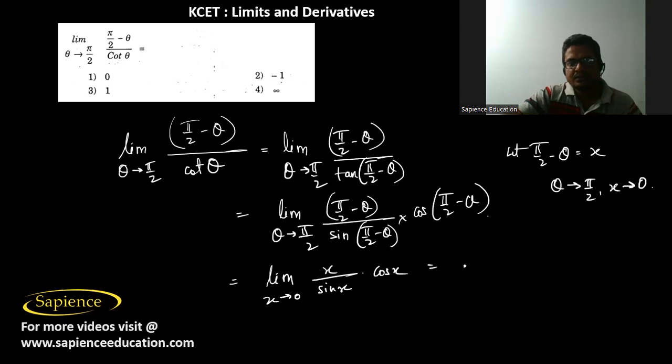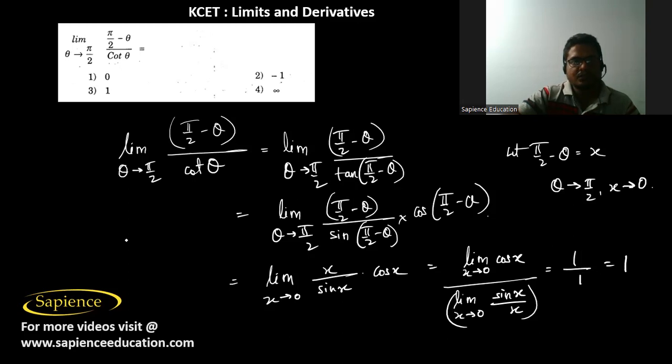So this will be limit x tends to 0 of cos x divided by limit x tends to 0 of sin x by x. So this is equal to 1, and cos 0 is also 1. So this is 1 by 1, which is 1. So option 3 is the correct answer.